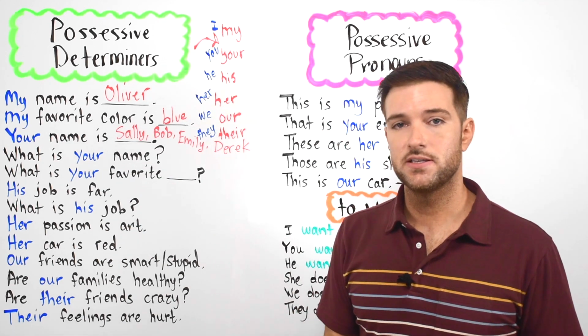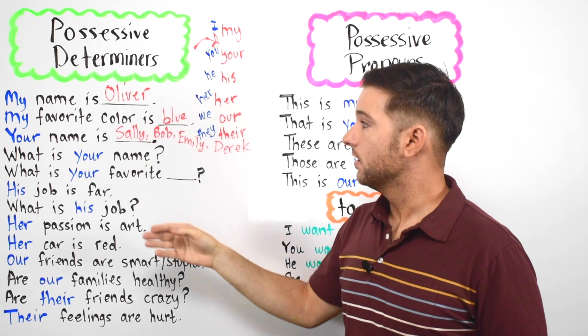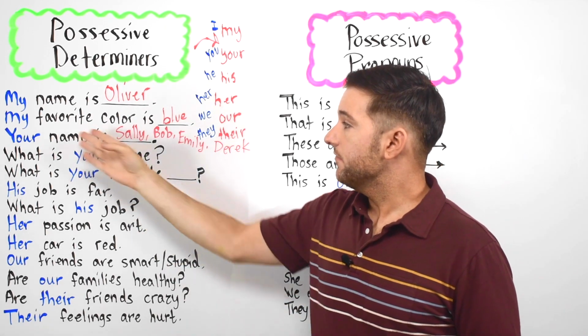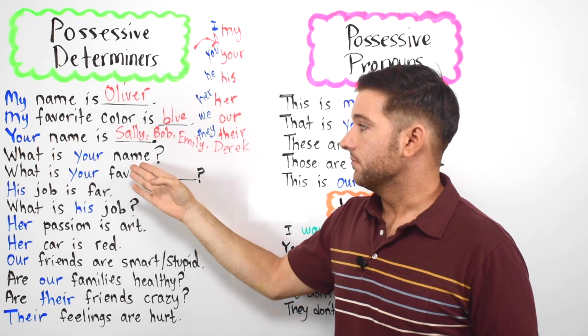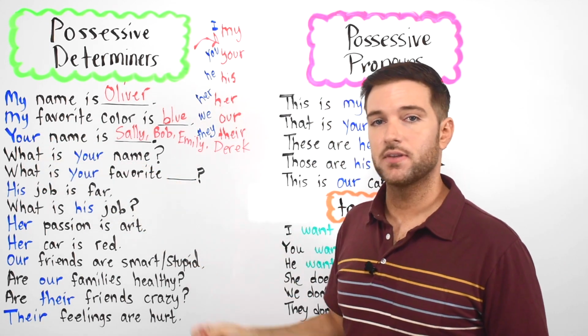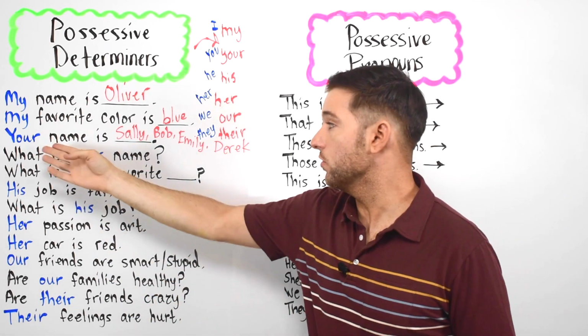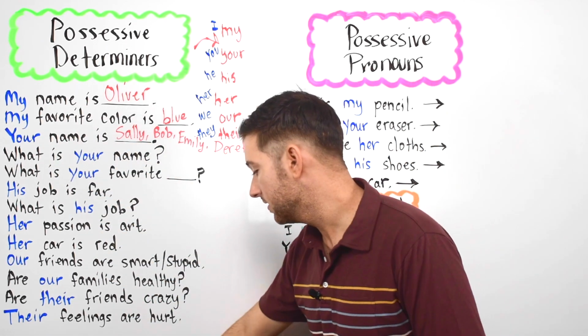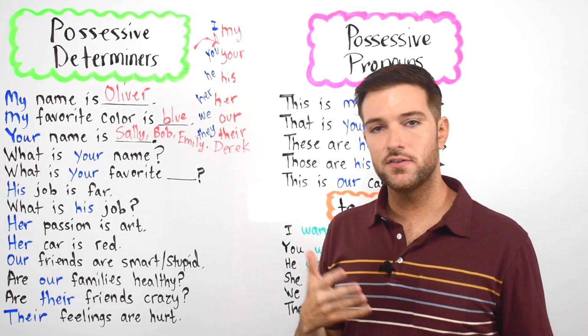If you want to know somebody's name, you could say, hi, my name is Oliver. My favorite color is blue. What is your name? Okay, what is your name? And then they say, my name is Sally. I can say, oh, your name is Sally. Okay. You know, nice to meet you, Sally. All right. So very, very easy.